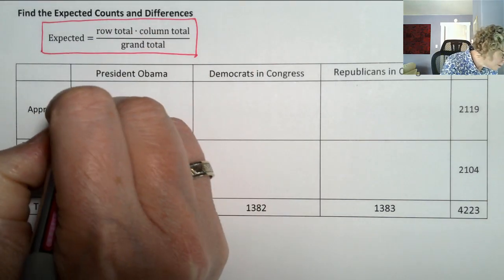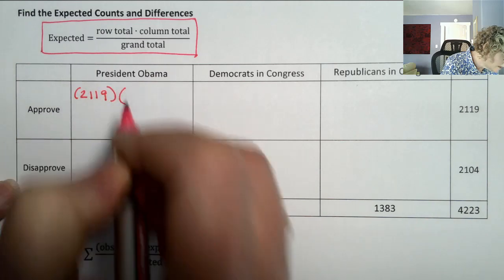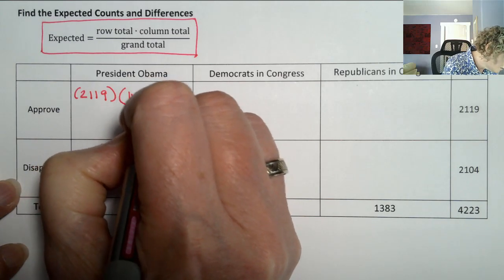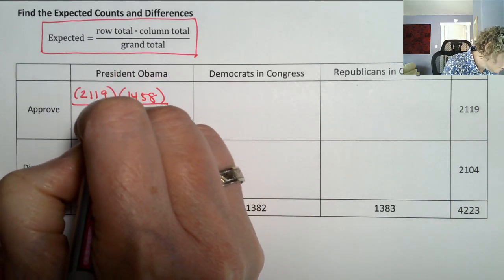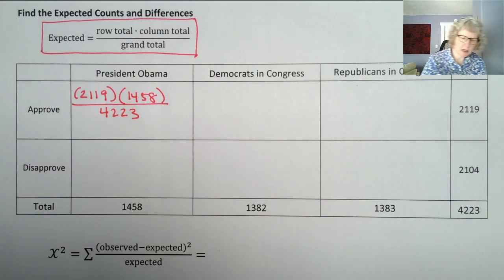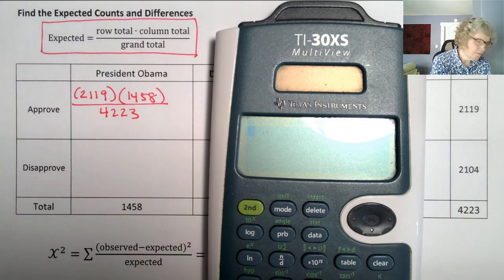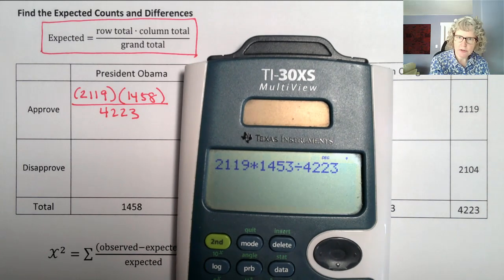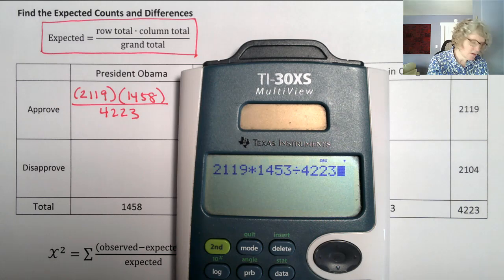So for this one, it's going to be 2,119, and I'll use parentheses to indicate multiplication, times 1458 over 4223. I'm going to do a couple of these and then I'll explain a little bit more, but see if you can understand why we're doing this. 2,119 times 1453 divided by 4223. With order of operations, multiplication goes left to right, so I don't need parentheses in the calculator.